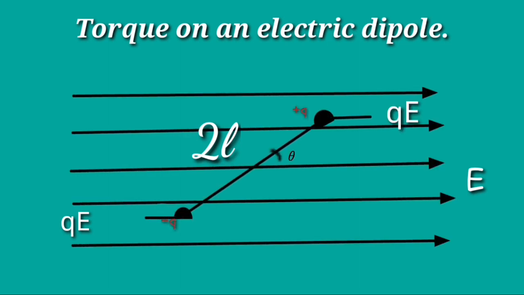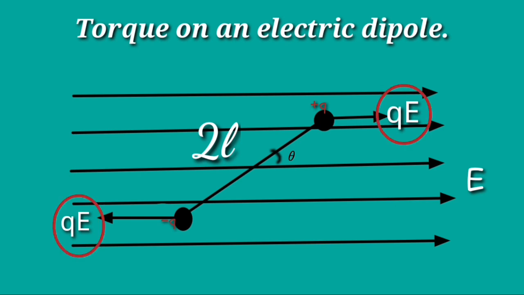Now we derive the expression of torque on an electric dipole. Consider an electric dipole of charges plus q and minus q and length 2L placed in an electric field. Suppose the dipole makes an angle theta with the field. Due to this electric field E, the charges plus q and minus q experience equal amounts of force in opposite directions. The directions of forces on plus q charge and minus q charge are shown in the figure.